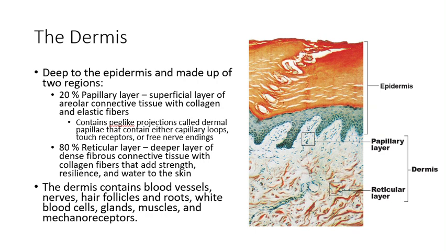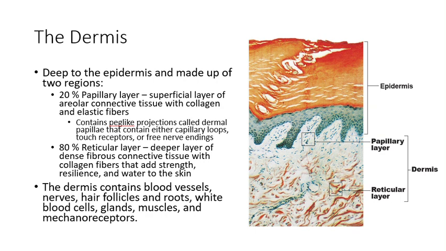Under the epidermis, you have the dermis. So it's deep to the epidermis and is made up of 2 regions, both of connective tissue. The top region just below the epidermis is the papillary layer, which makes up 20% of the dermis. So it's the most superficial, and it actually contains peg-like projections called the dermal papillae. And things you could find in these dermal papillae are capillary loops, touch receptors, or maybe just free nerve endings.